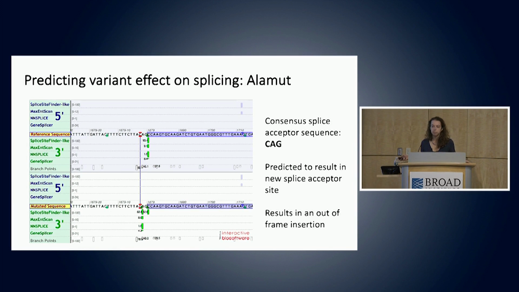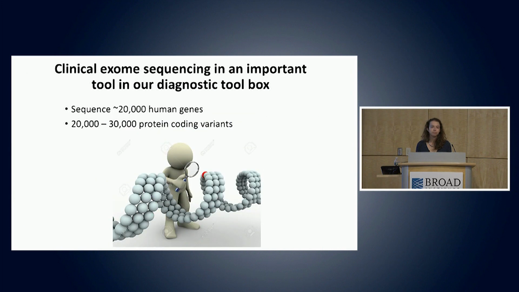out-of-frame insertion of 2 bases, which is going to result in a frame shift. So these can be very helpful. These are all tools that are often publicly available, but we like Alamut because it puts it all together in one place and nicely visualizes it.